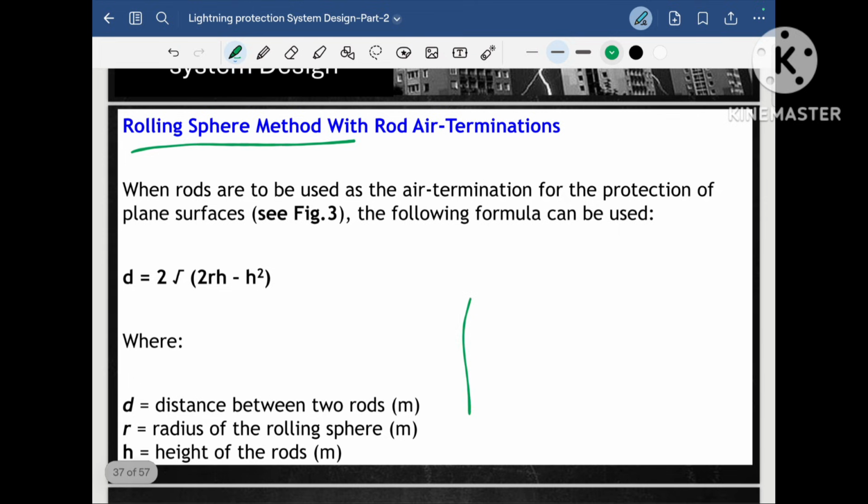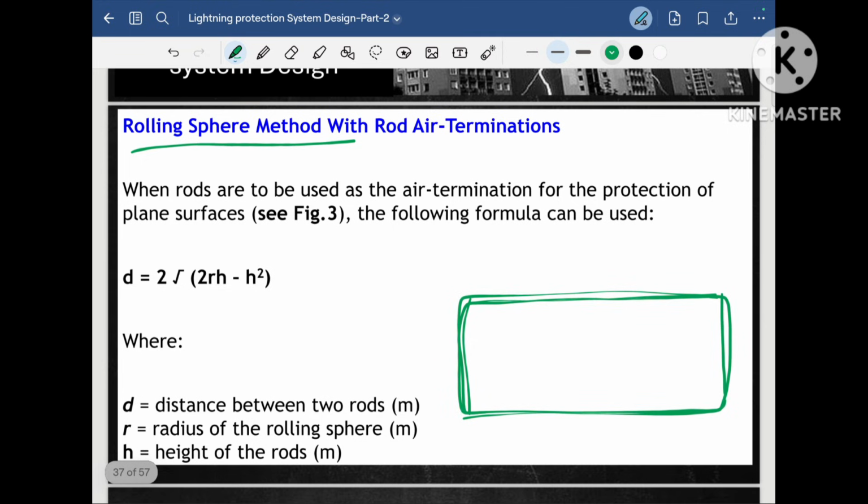As I told you, our project is a worker accommodation, and I roll the imaginary sphere over our project. So this whole area is touched by the sphere, because it's a flat surface. The sphere will roll, so it will touch all the area. Now we need to know the air terminal locations. Where will our air terminals be to protect this whole roof floor? This can be done by using this formula.